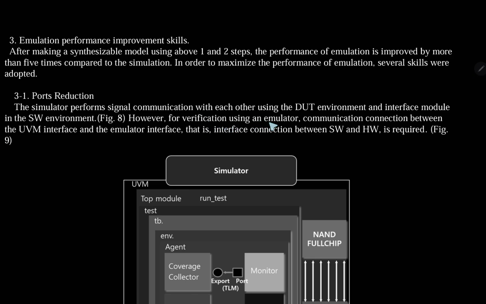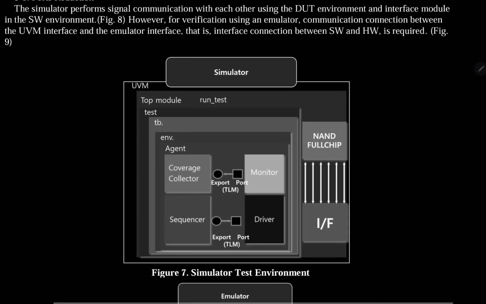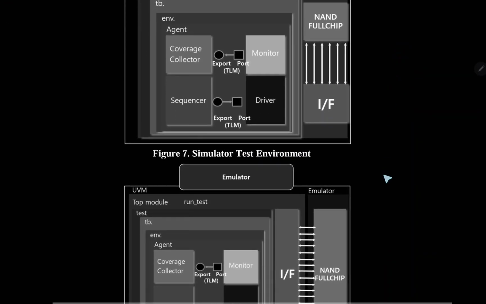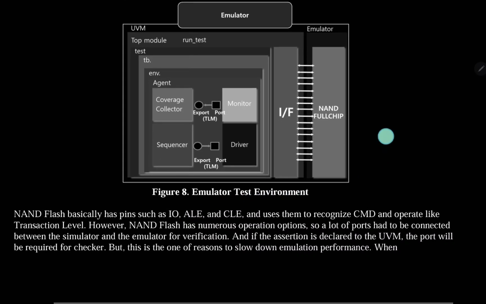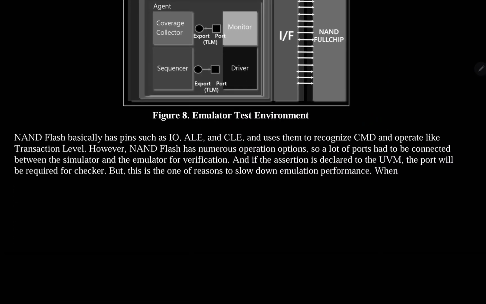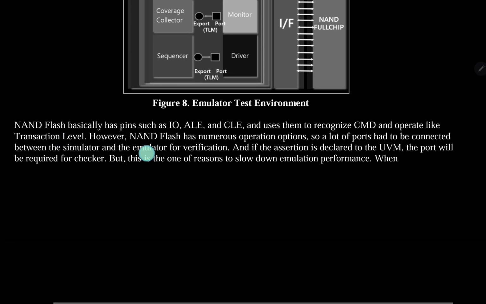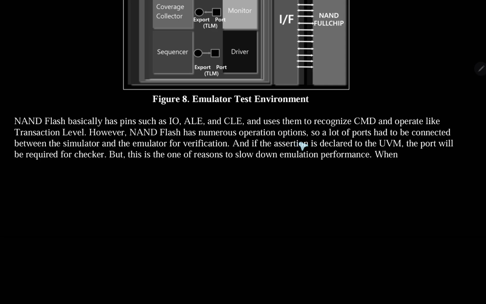However, for verification using an emulator, a communication connection between the UVM interface and the emulator interfaces, that is, an interface connection between software and hardware, is required. Figure 9. Figure 7 is the simulated test environment, and figure 8 is the emulator test environment. So the NAND Flash basically has pins such as I/O, ALE, and CLE, and uses them to recognize commands and operate like a transition level. However, NAND Flash has numerous operation options, so a lot of ports had been connected between the simulator and emulator for verification. And if an assertion is declared in the UVM, a port will be required for a checker.